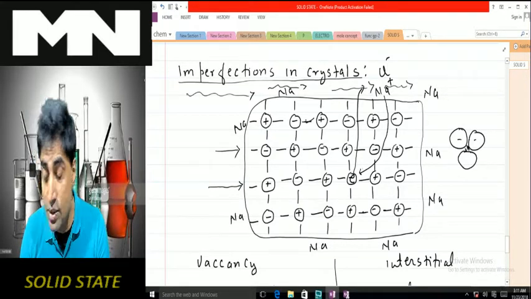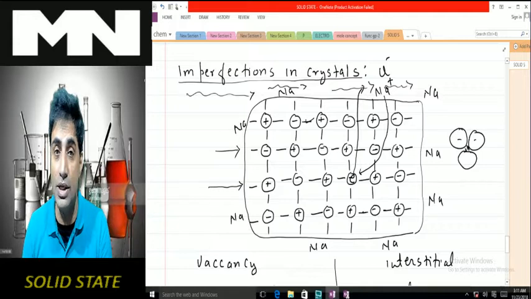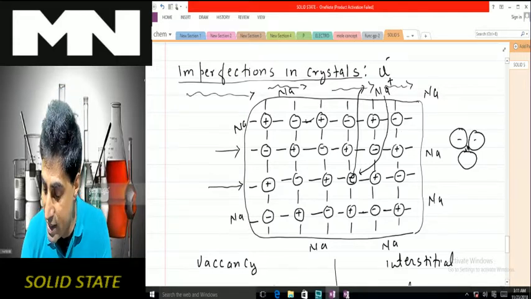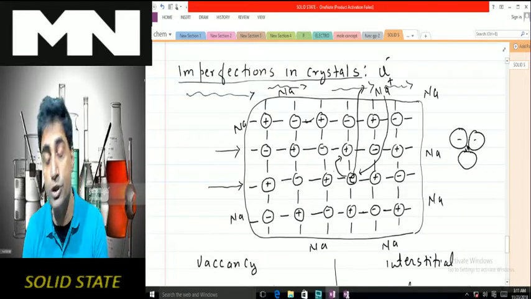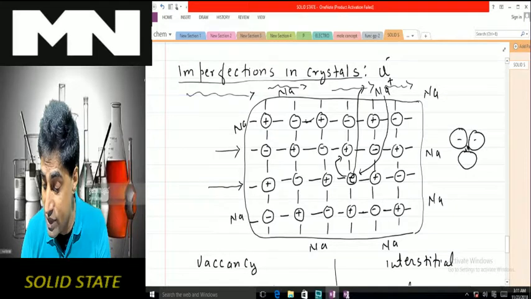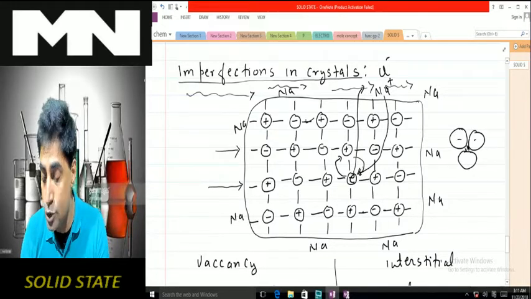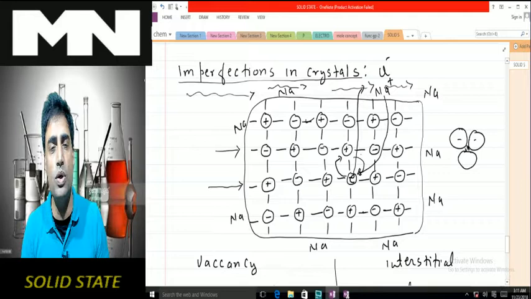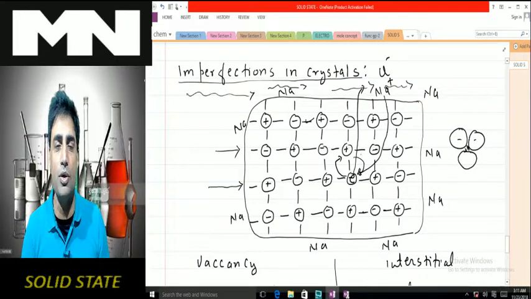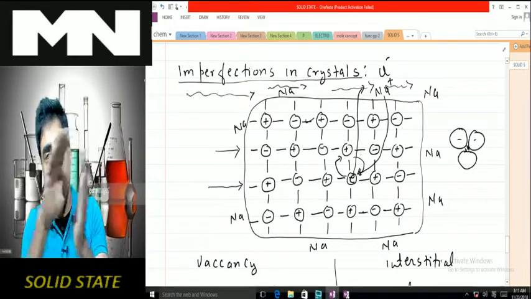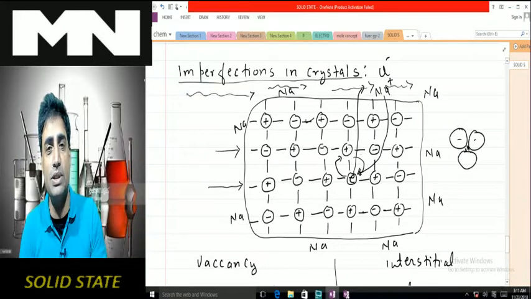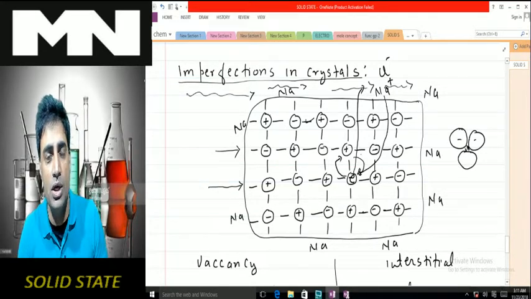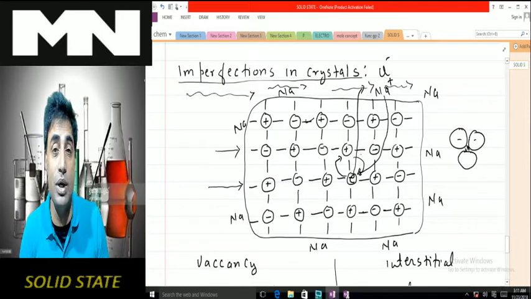Moreover, this electron is also responsible for the coloration of the crystal. Actually what happens is when white light strikes this electron, it gets excited and moves out of its position. Then again, due to the attraction of these cations, it moves back. And this process keeps on happening. So this electron absorbs light of a particular frequency from white light, moves out, then comes back, then again absorbs light of a particular frequency, moves out. In this process, it absorbs light of a particular frequency and reflects the rest of the light. As a result, the crystal will appear colored.